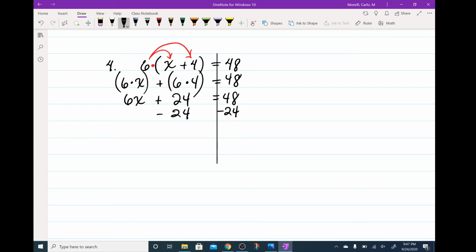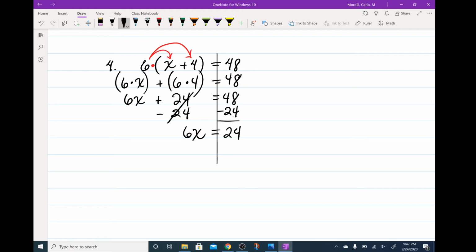Additive inverses, 24 and negative 24, sum to 0. 24 minus 24 is 0, so we just cancel it out. And now we write 6x equals. And now it's time to perform subtraction. 8 minus 4 is 4. 4 minus 2 is 2.